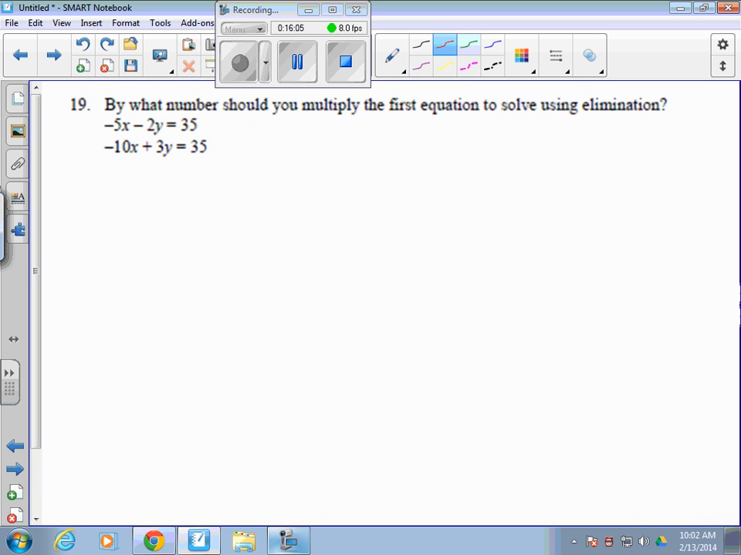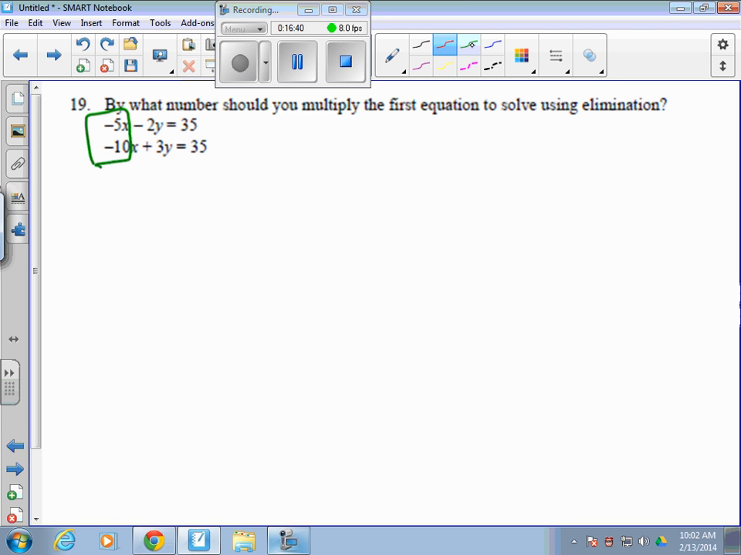And then the last equation question says, by what number should you multiply the first equation to solve using elimination? The way you solve this one is you look at your factors of 5 and 10, and you look at your factors of 2 and 3. The first number that 2 and 3 goes into is 6. So we would have to multiply both equations in order to eliminate y using 2 and 3.